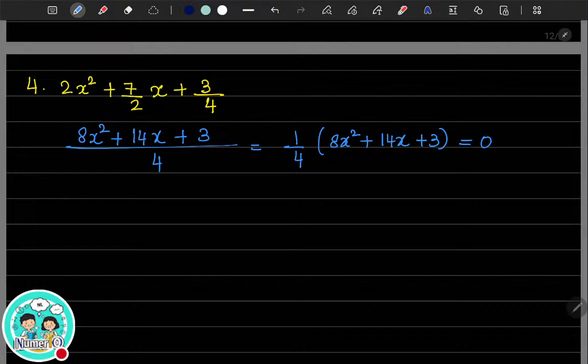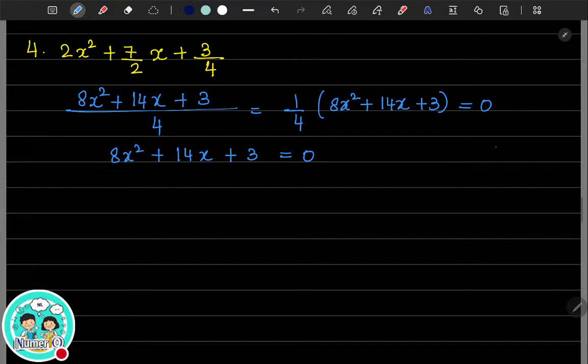In order to find the zeros, you have to equate the polynomial to 0. When you cross multiply, 4 multiplied by 0 becomes 0. So the polynomial that you have here is 8x square plus 14x plus 3 is equal to 0. Your sum is b, which is 14, and the product is 24. So 12 into 2 is 24. Let us go ahead and do the middle term splitting: 8x square plus 12x plus 2x plus 3 is equal to 0.